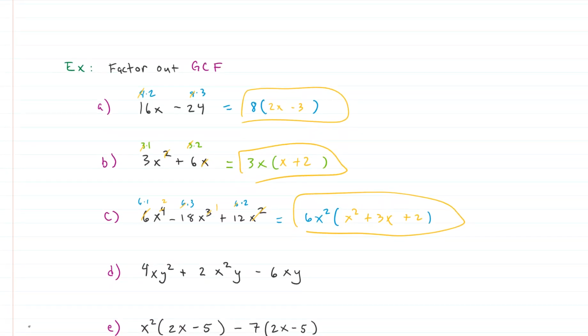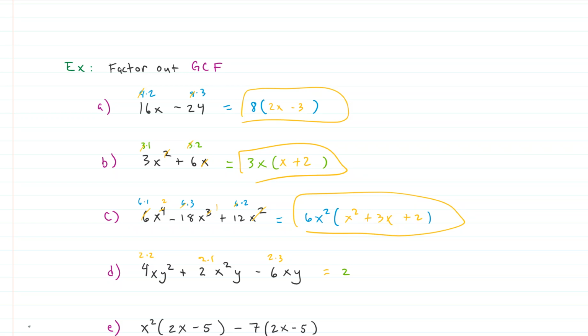We're on the fourth one, which is example D. Let's see. 4x y squared plus 2x squared y minus 6xy. So it looks like the 4, the 2, and the 6, they all have 2 in common. That's nice. 2 times 2 is 4. 2 times 1 is 2. 2 times 3. So yeah, we can pull out a 2.